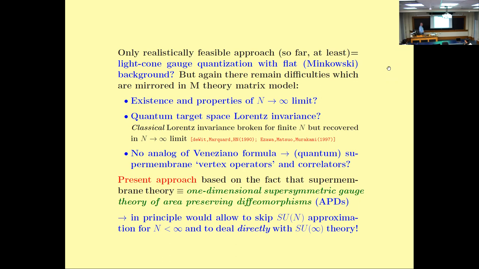So the present approach is based on the fact that the supermembrane theory can be approximated like this, or reformulated as a one-dimensional supersymmetric gauge theory or matrix theory, where the gauge group is the group of area preserving diffeomorphisms of a membrane. I will explain. And of course, in order to do membrane theory, you could deal with this gauge theory directly. You could skip the SU(N) approximation and work right away with the N equals infinity theory. By the way, if you have any questions, please feel free to interrupt me.